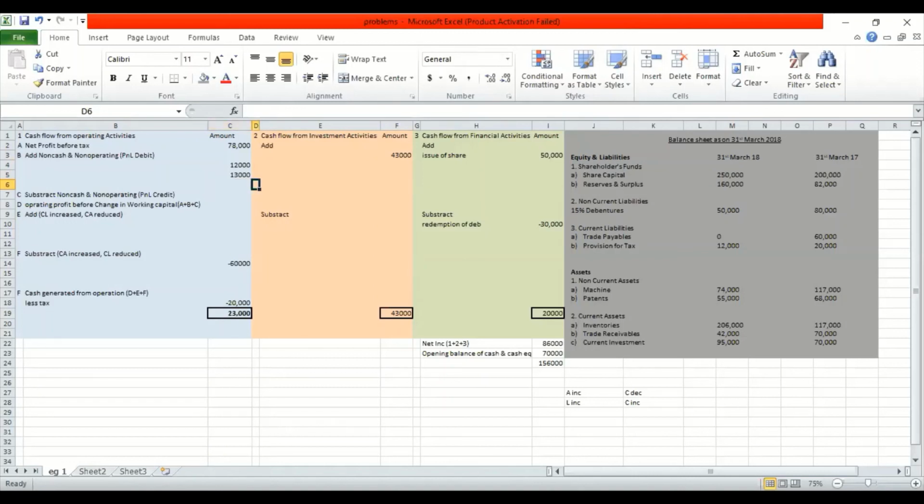Inventory. What has happened to inventory? 117 has gone up to 206. How can your asset increase? Your asset increases because you have purchased. And what happens when you purchase? Your cash goes off, right? So I'm going to write here minus 89,000, it being an operating item. Inventory. Trade receivables, from 70 it has gone down to 42. Again, if your asset is reduced, it means you have sold it and you got your money.